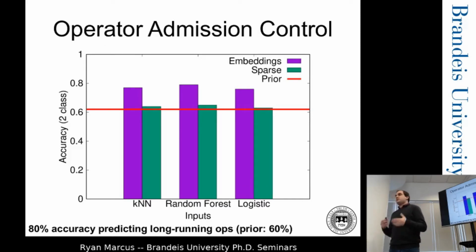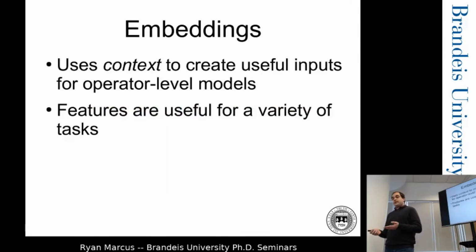Operator emission control, so this is trying to guess if a particular operator is going to use too much memory or not. Very similar results, right? We see a bit more improvement from the prior this time, but again, using the embedded networks proves that context matters, right? When we know the context of a particular operator, it's much easier to guess whether or not that operator is going to use a lot of time or not.